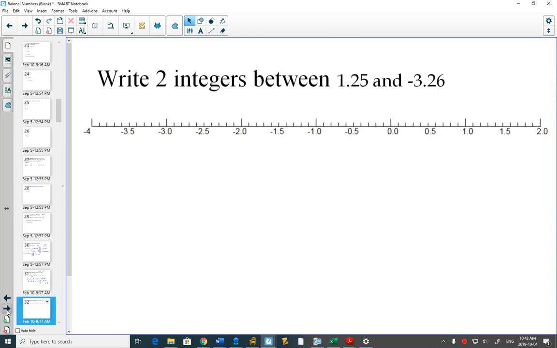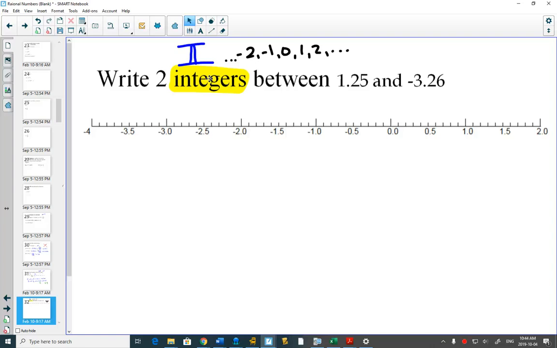So here's another one that will work together. A couple of things we notice in this one is this question says write two integers. So here's the language that we've been talking about, our number families. We had used the symbol for integers. We remembered that integers were your positive and negative whole numbers, including 0. Those are integers. So here we have a number line going from -4 all the way to 2.0.